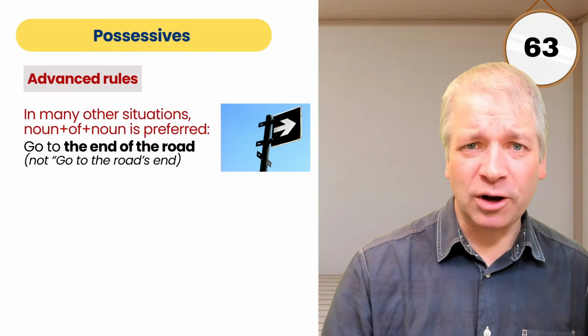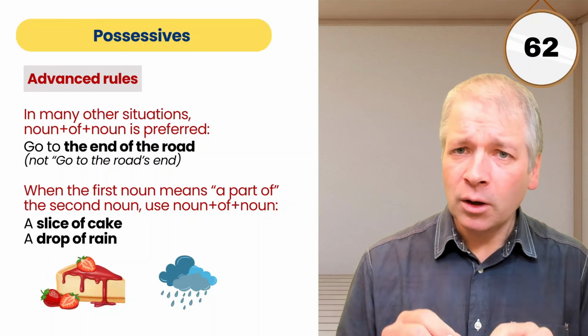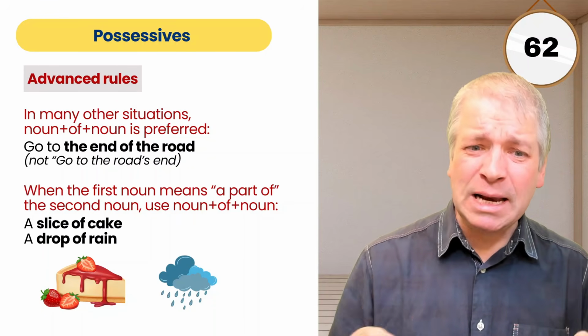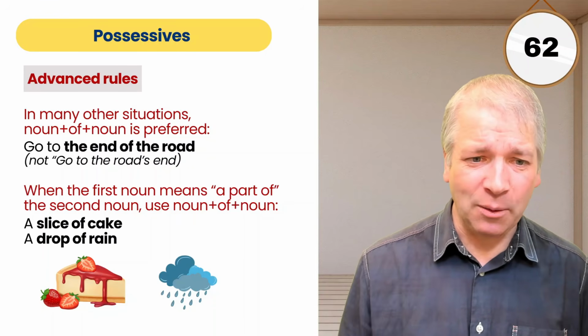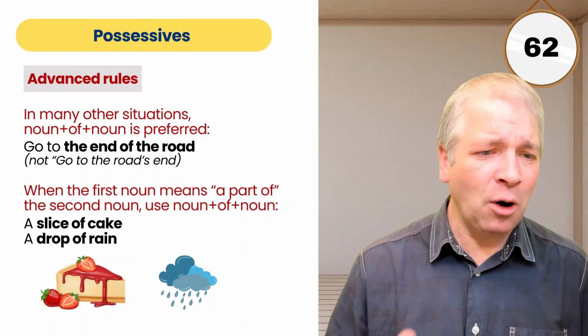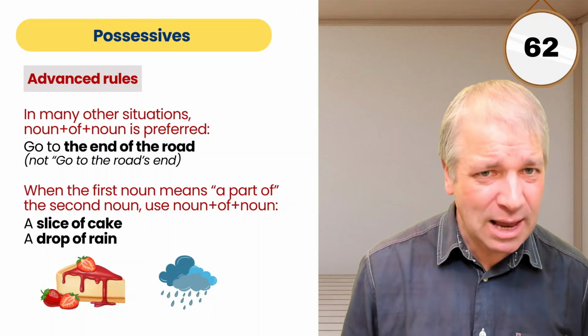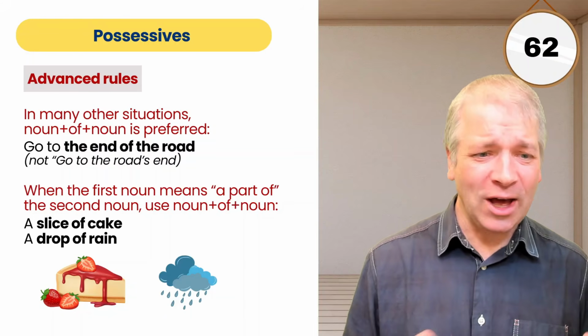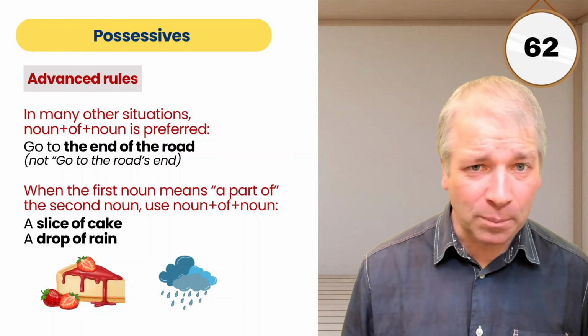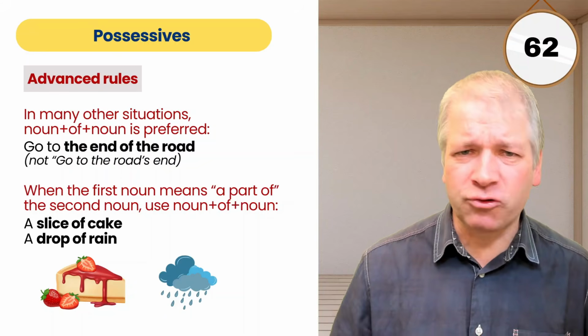Also, when the first noun means a part of the second noun, we'd usually use noun of noun then as well. So we'd say a slice of cake, not a cake slice. A drop of rain, not a rain's drop.